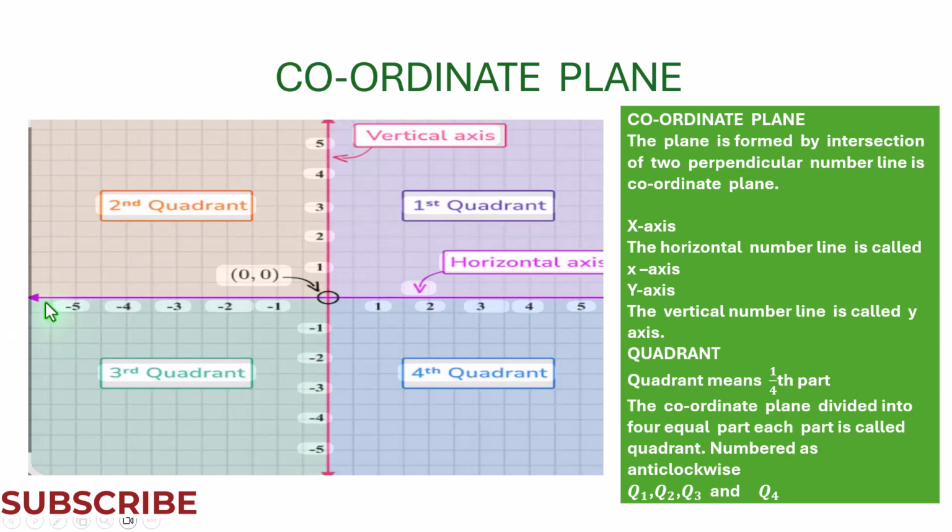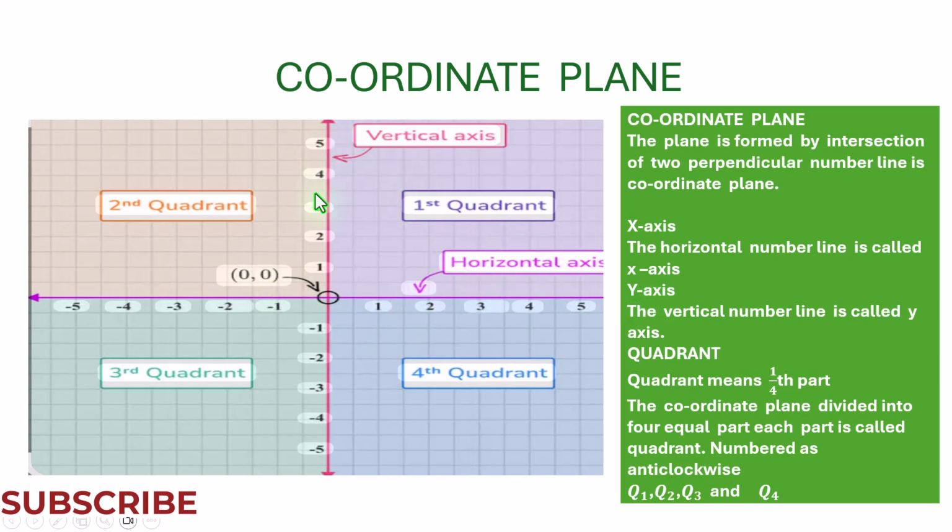The negative part is x dash. Here the negative part is y dash. The intersection of both perpendicular lines is called the origin. At the origin, the x value is 0 and the y value is 0.